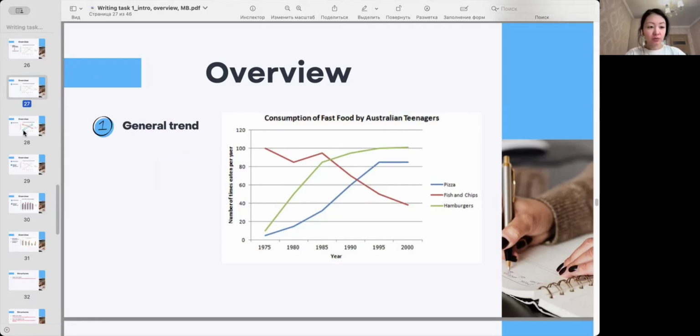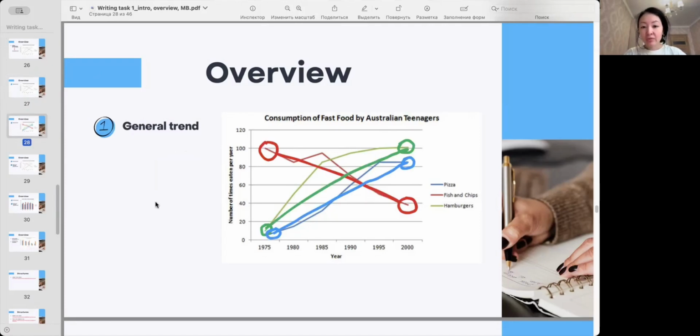So what is a general trend? It looks like this. If you look at the picture, you see that I've connected the first and the last points of the graph, right? Of each category, I mean. For example, fish and chips. If you connect the first and the last point, you see that there was a decrease. When we move on to pizza and hamburgers, again we draw these lines in our minds, and we see that there was an increase. So this is what you should write in the first sentence.